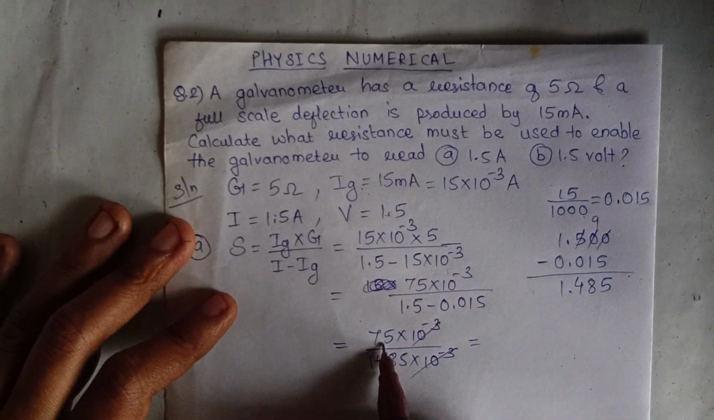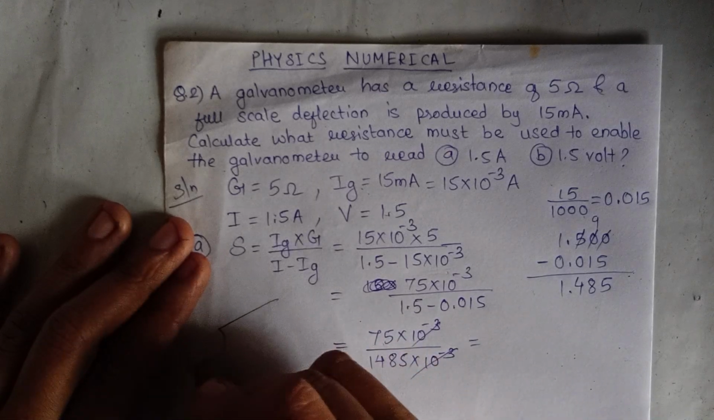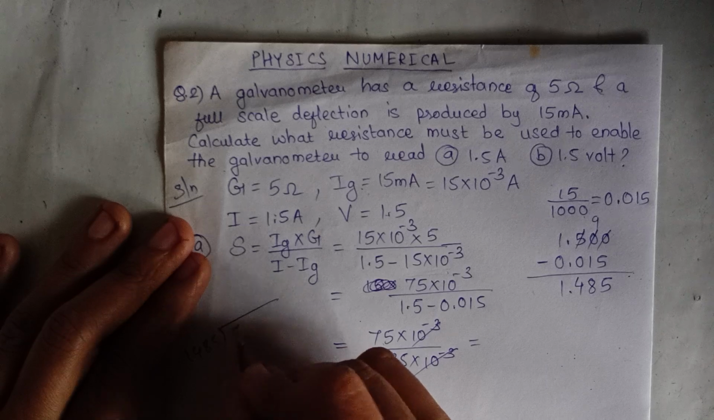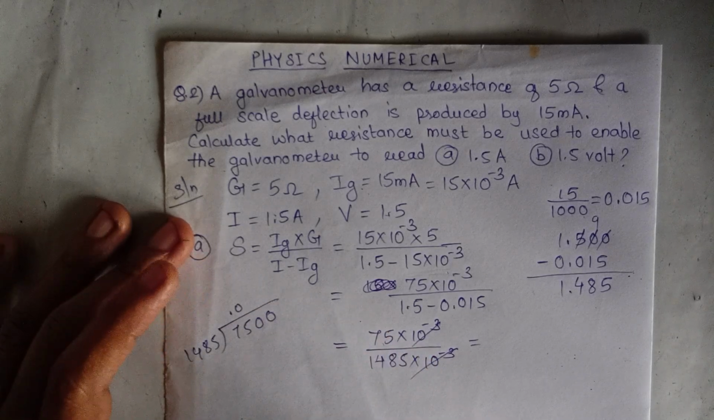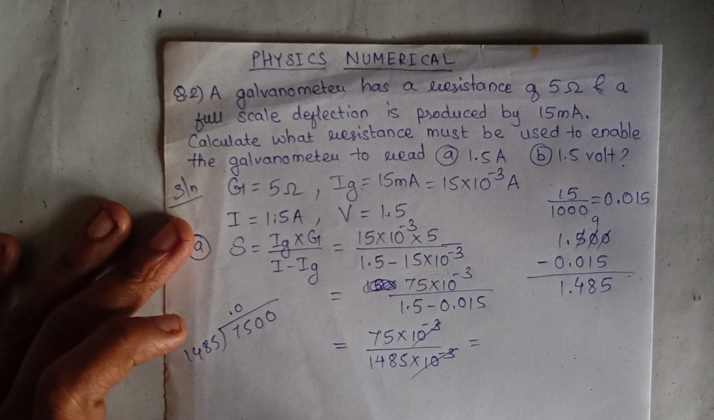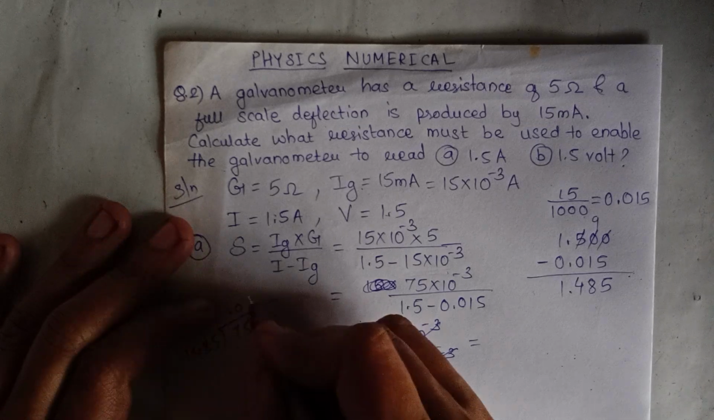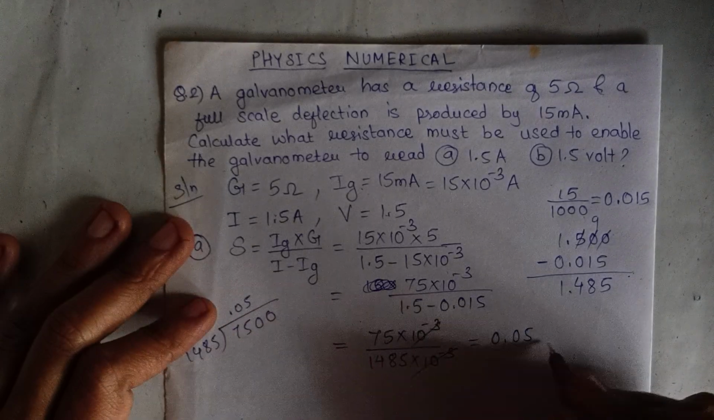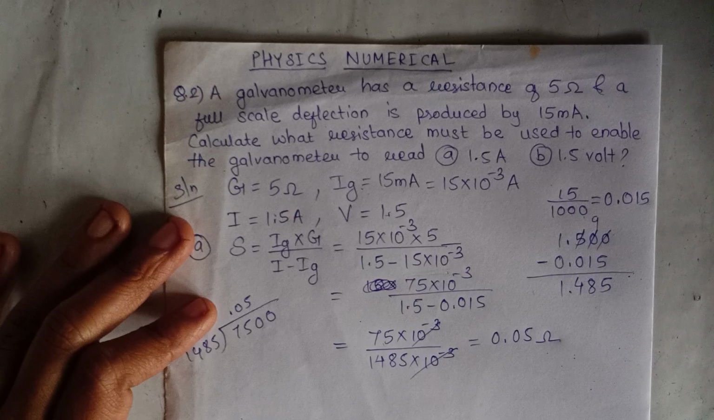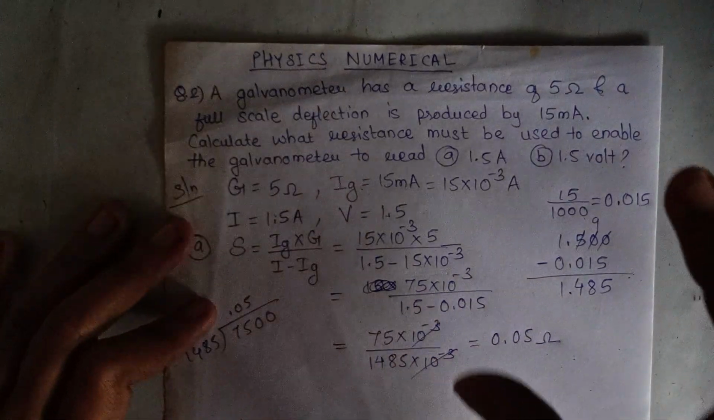Now you have to divide this. This is around 0.05. This is resistance, so this is ohm. Always write the units.